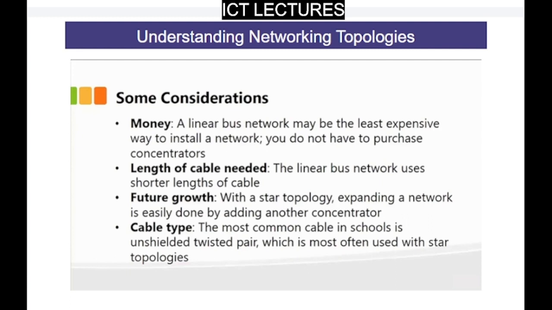As far as future growth is concerned, with the star topology, for example, expanding a network is really easy. Cable type: the most common cable type, for example, in a school network or your company network, is unshielded twisted pair, which is most often used with star topologies. And I'll talk about the cables and the connectors a little later on, but for now, just these few important considerations as far as these topologies are concerned.